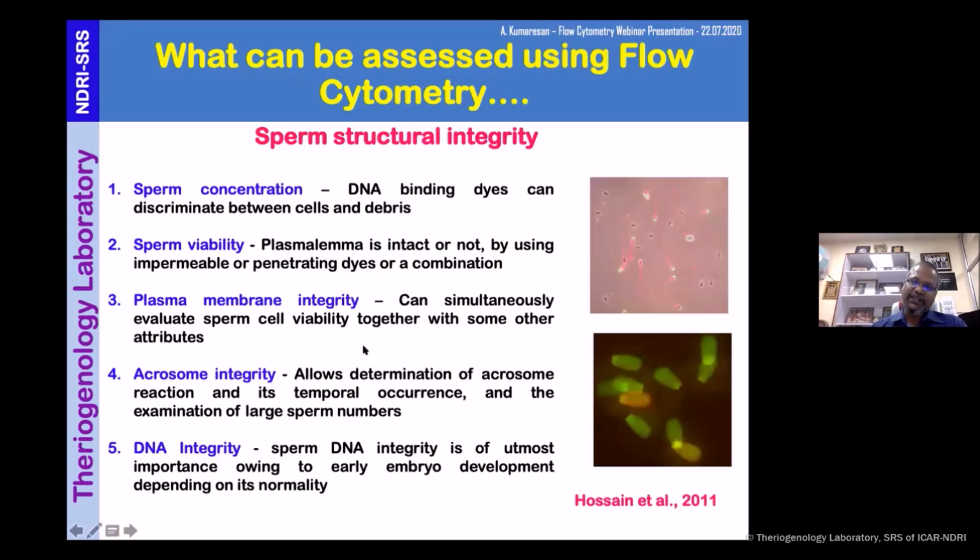So what can be assessed using flow cytometry? Structural integrity, and so on. I have made groups; I have not listed 30, 40 parameters elaborately. Just make a group. Sperm concentration, yes, can also be assessed. For example, take a specified volume of semen, maybe 10, 20 or 30 microliters, and whatever fluid you are using for acquiring, then calculate how many events there are, and extrapolate to the volume per ml.